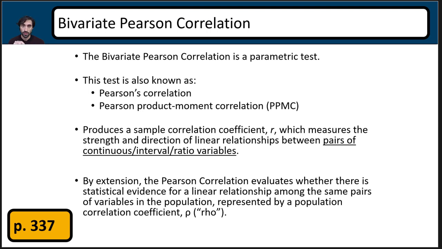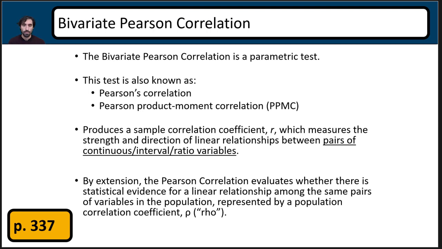So do those two variables actually have some sort of relationship? And the same pairs can be focused around the population, and this can be represented by rho. We're not going to get too much into that because we just want to play with data when it comes to how we correlate between variables.